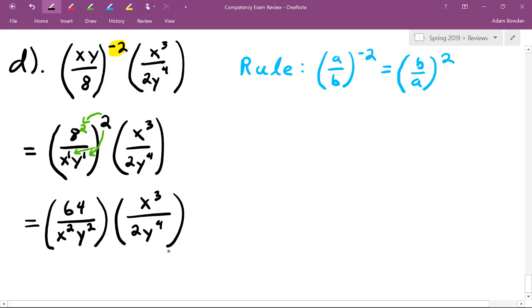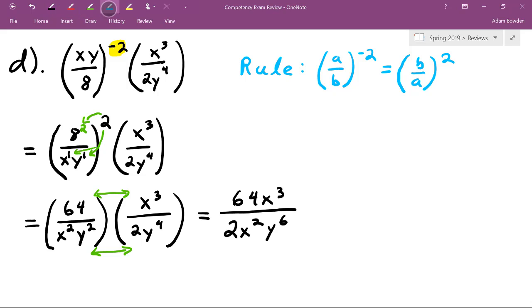Okay, so now we're almost done. Now we've got these two fractions side by side. To do the multiplication of fractions, we just multiply straight across. So on top, we're going to get a 64x to the 3rd. On the bottom, we're going to get a 2 and x squared. And then the y's, we're going to add the y powers together. So 2 plus 4 is 6. So that's how that's all going to come together after multiplying.